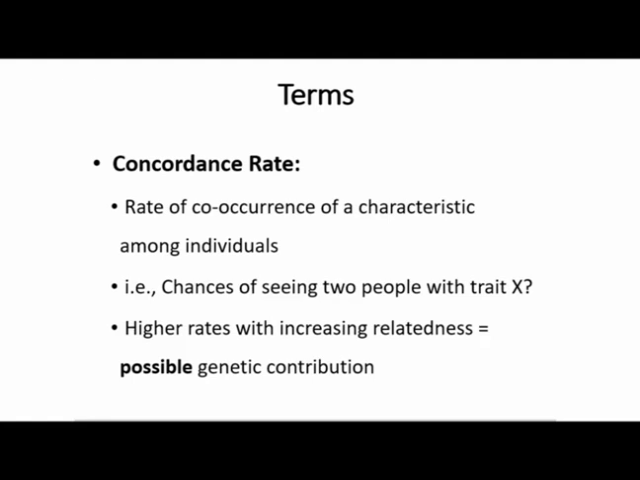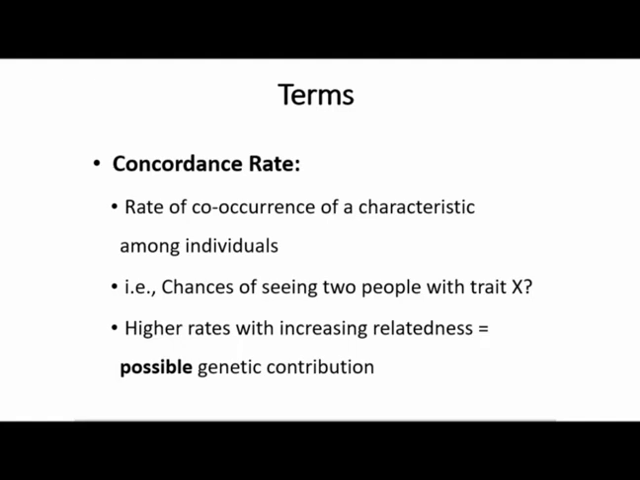So continuing on with our terms, I want to talk about a different term that we can use instead of just heritability coefficients. And this one is the concordance rate. And concordance rate is just a rate of co-occurrence of a characteristic among individuals. And again, that's a fancy way of saying, how likely are we to see two people who both have trait X? So how likely are we to see two people who both have blue eyes?